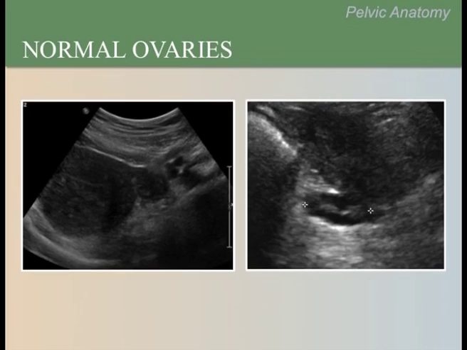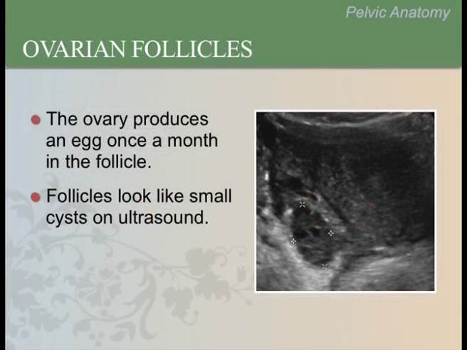In the left image, the ovary is round and solid and sits next to the uterus. The ovary in the right image has a more common appearance. They are outlined here. The ovary is normally oval and contains dark round or oval structures called follicles, which are developing eggs. The ovary produces an egg each month in a follicle. Normal follicles appear as small cysts throughout the ovary.